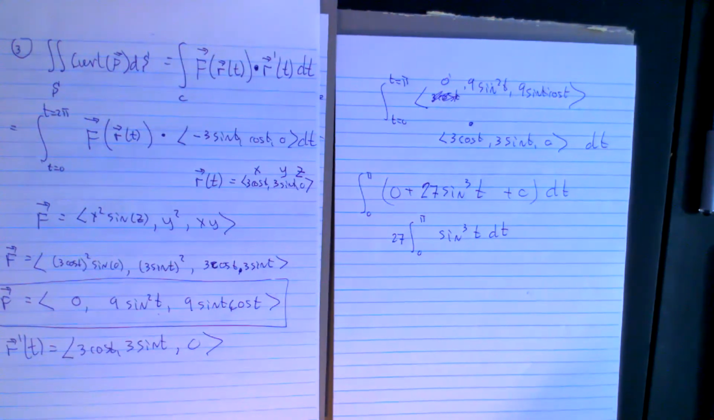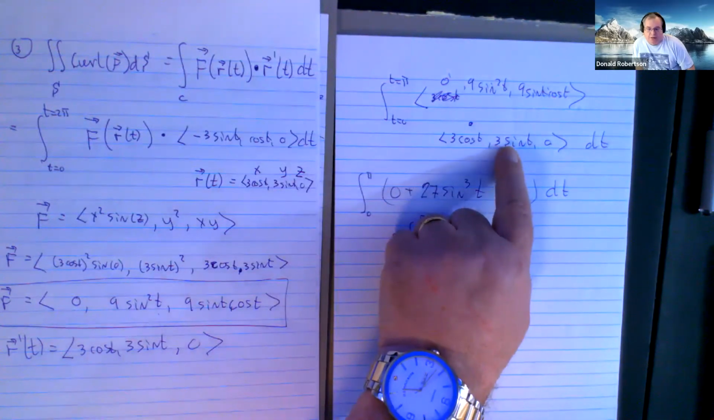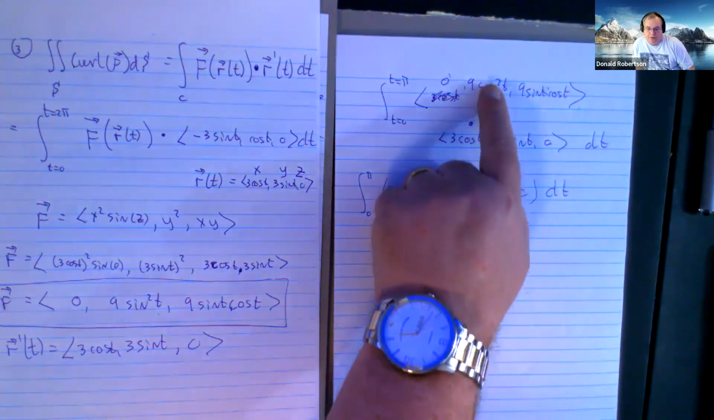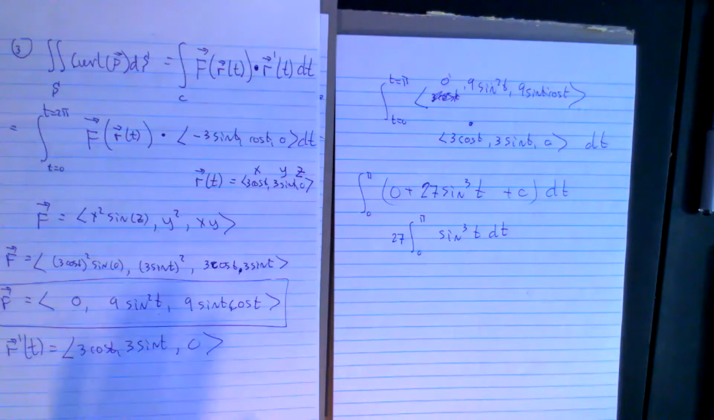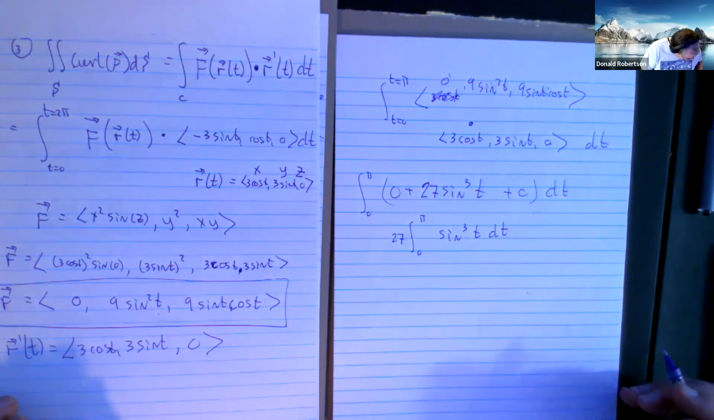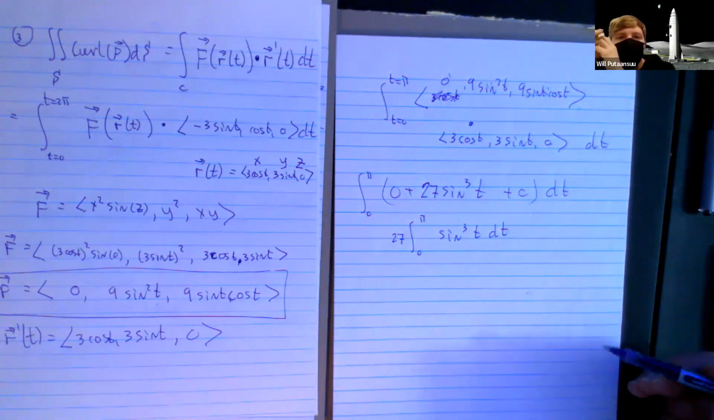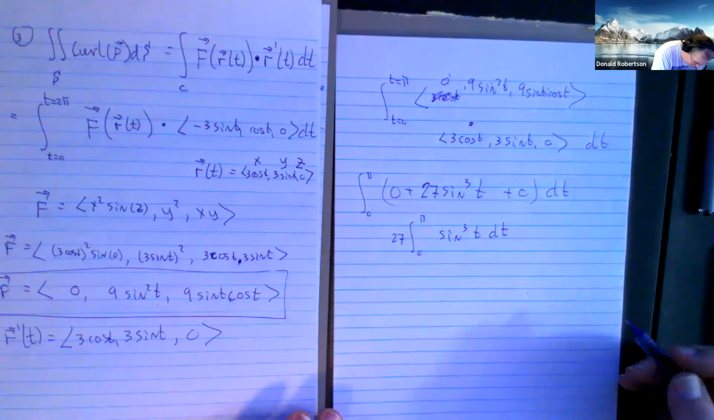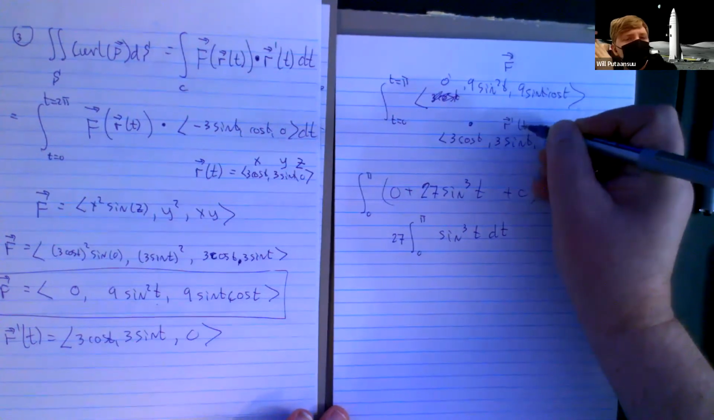Why is it sine cubed? Shouldn't it be sine squared t cosine t? Let's check. That guy times that guy, 27 sine cubed. I think you got them switched. Did I? Wait a minute. Oh, never mind. Am I good? That guy's actually F, and that guy's R prime. Wait, I am so confused. Okay.